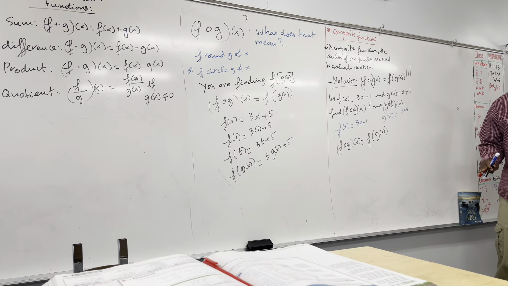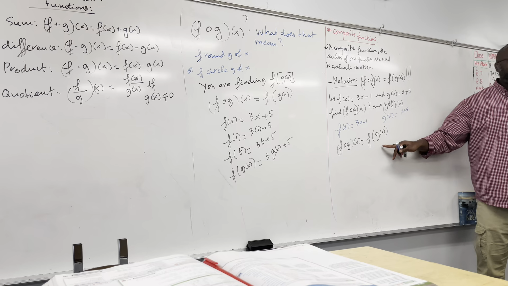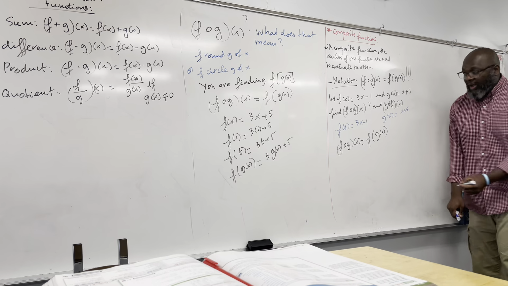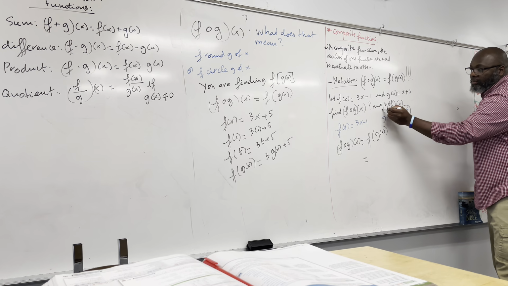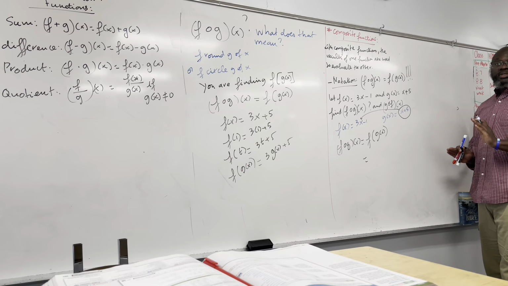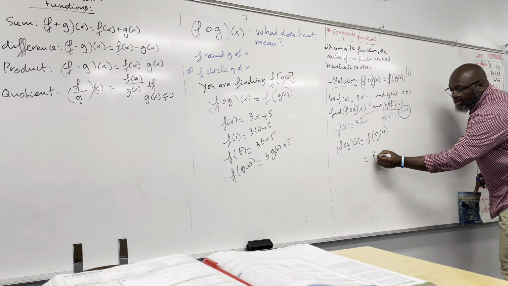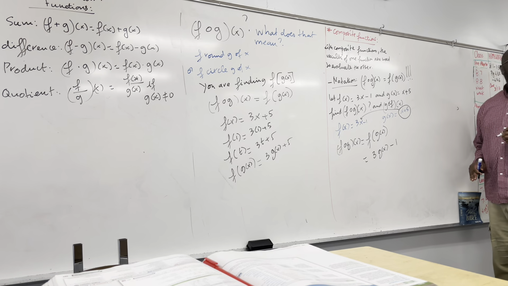You see, we're going step by step. So f circle g of x, meaning I'm finding f of g of x. And now, to find it, I'm going to take this guy and plug it in right here, right? So I'm going to go step by step. This is 3 times g of x minus 1, right?